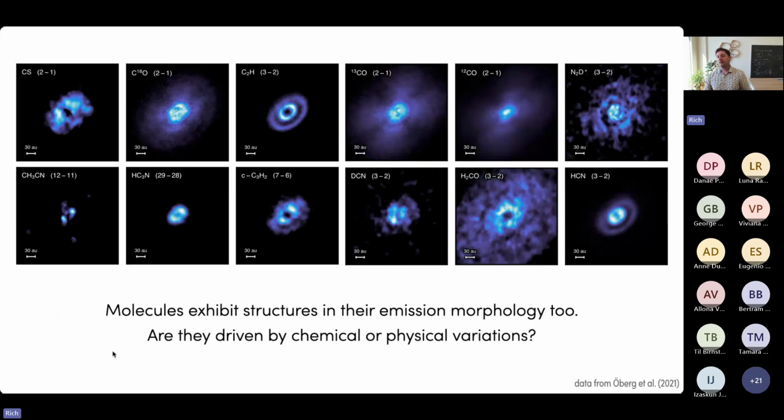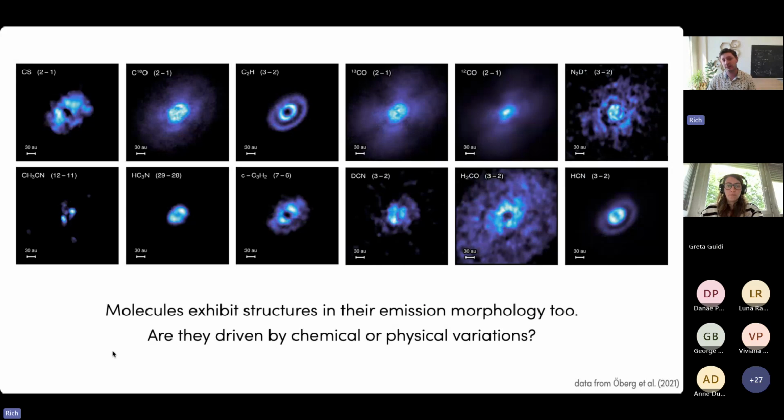There's already been a handful of surveys that have been looking at the gas distribution, and MAPS is one of the most notable examples. The program looked at just 5 disks, but looked at them in a range of different molecules. And what was pretty striking was that the emission distribution within the same disk for different molecules can look wildly different.